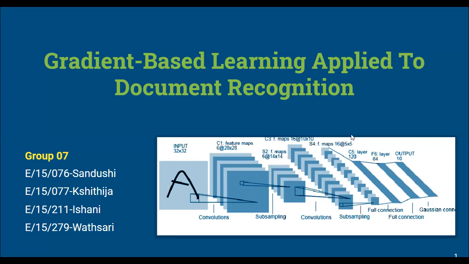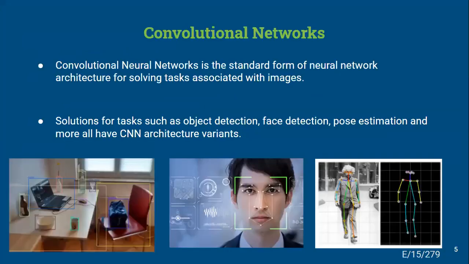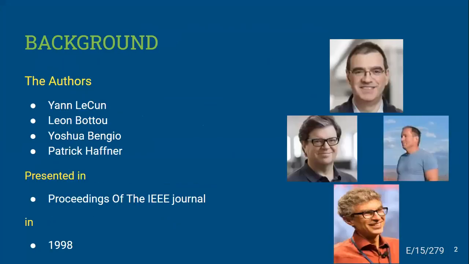Today we are here to present a research paper, Gradient-Based Learning Applied to Document Recognition. So let's go into the presentation. This research paper was written by these four authors and they presented it in 1998 in Proceedings of the IEEE Journal. So the main message of this paper is better pattern recognition systems can be built by relying more on automatic learning and less on hand design heuristics.